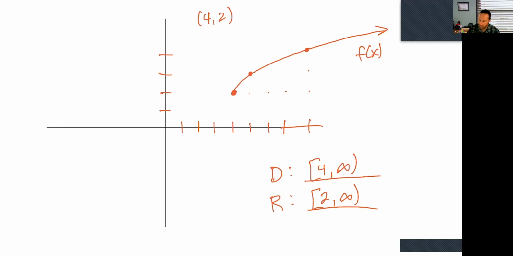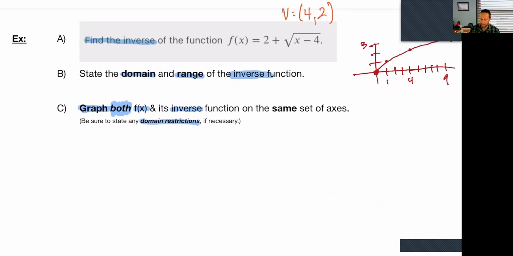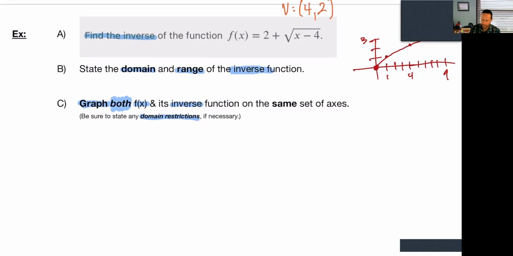Now remember, if this is for my original function, you should already be able to tell me what the domain and range are for the inverse function. What's the domain of the inverse? It's just the range of the original. So that means this is now going to be 2 to infinity, and the domain of the original will flip-flop to be my range. So this one will now be 4 to infinity.